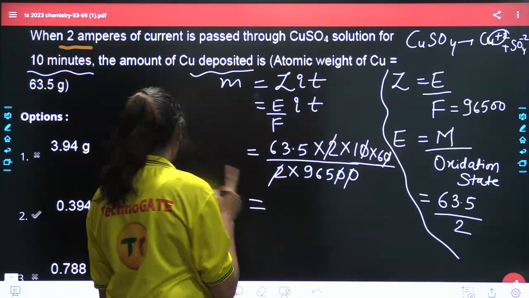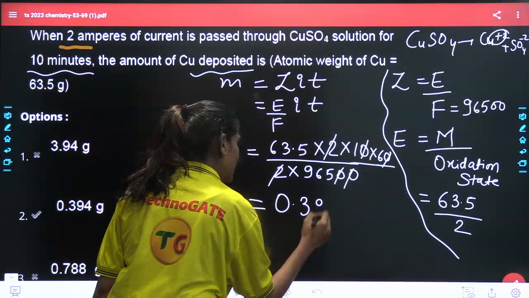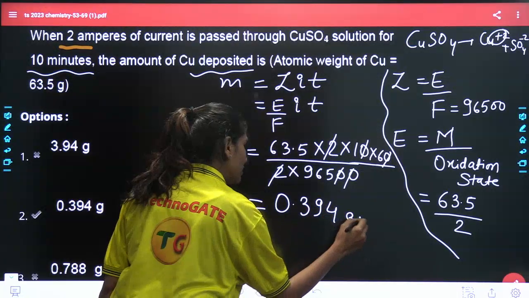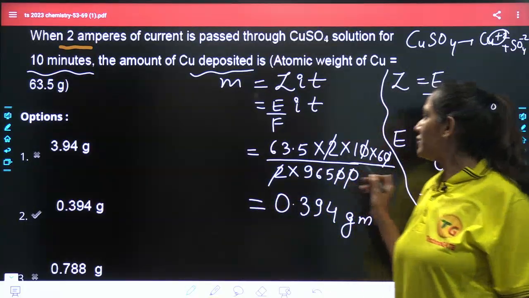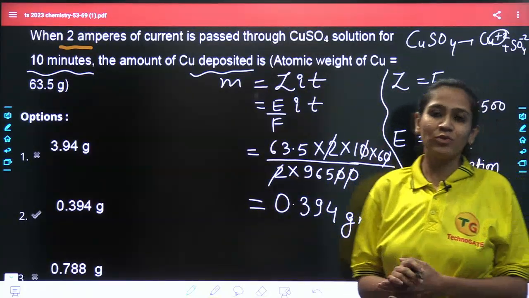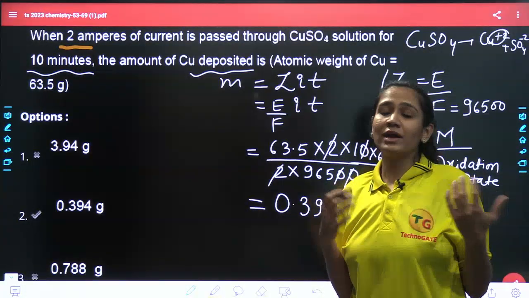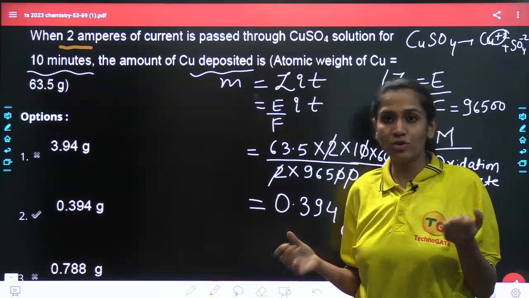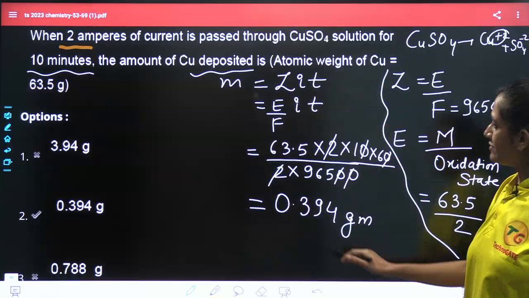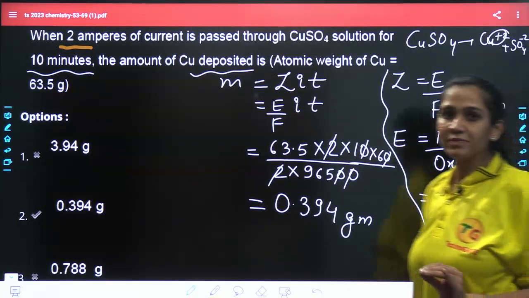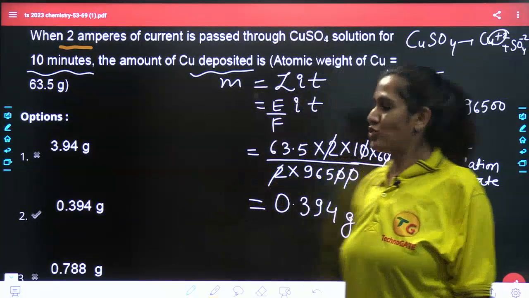When we solve it, our answer would come out to be 0.394 grams. Okay, don't trust me every time. Just solve by yourself once. I might be wrong, but I am not wrong, but still solve, and do not use calculators as it might not be allowed in examination halls. Okay, so solve it by yourself. So very simple. Okay, clear? Everything is clear? Okay, let's move to the next question.